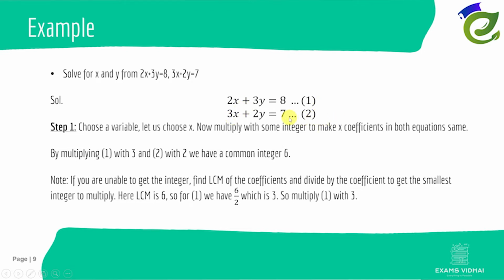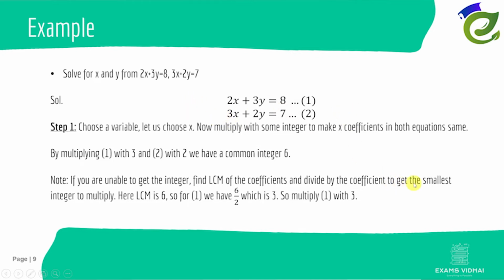Remember, if you are unable to get the integer, there's a simple thing to do, it's not even a trick. Just find the LCM of the coefficients. 2 and 3 are both prime numbers, so the LCM is 6. I'm going to divide the LCM by the coefficient to get the smallest integer to multiply. LCM is 6, so if I divide it by 2, I get 3. So I'm going to multiply this with 3, and if I divide 6 by 3, I get 2. So multiply equation 2 with 2.